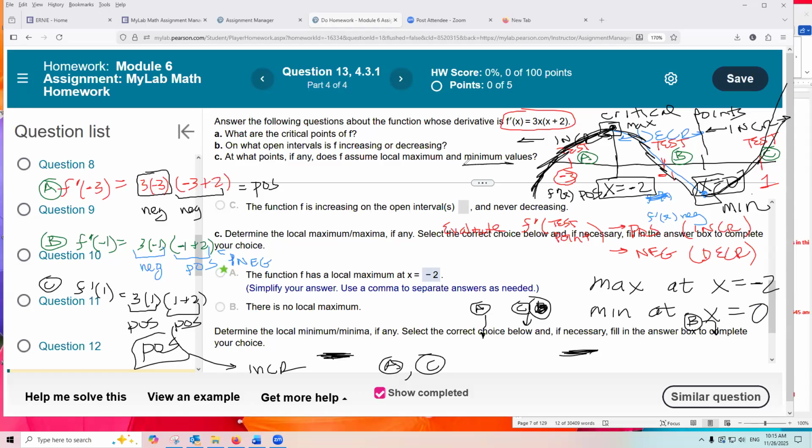So I think creating a number line like this is a big help because you visually see where the graph is increasing, decreasing.